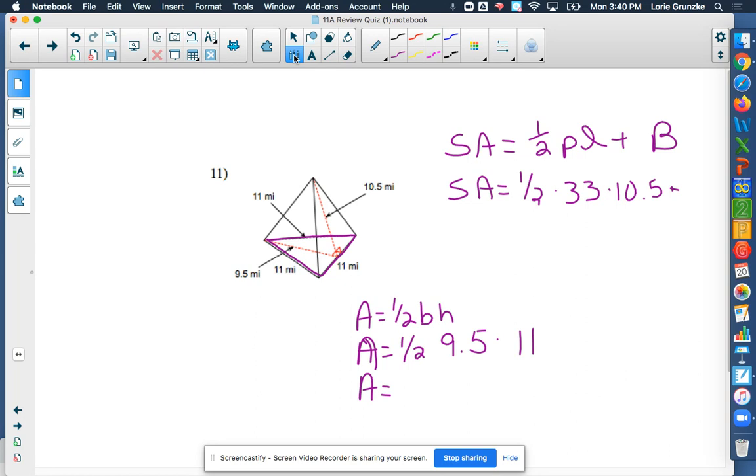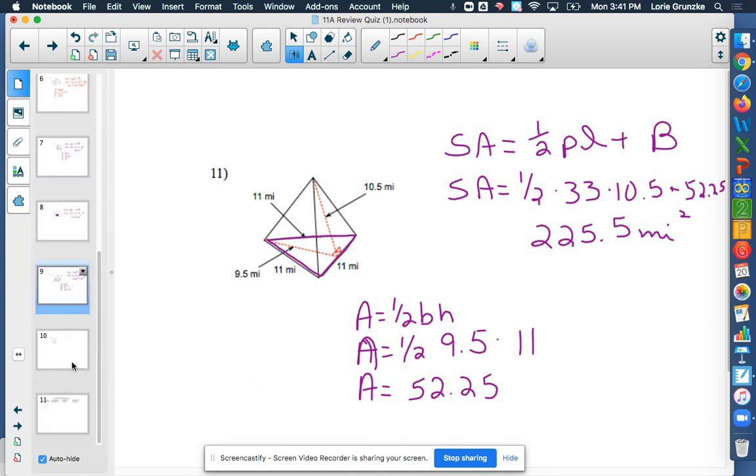So on your calculator, 9.5 times 11 divided by 2, 52.25. Put that right here, barely fit that in there. So on my calculator, I'm going to go 33 times 10.5 divided by 2, 173.25. And I'm going to add 52.25, 225.5 miles squared. Okay, one more.